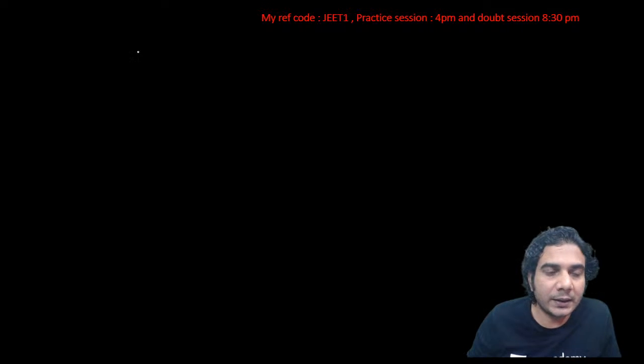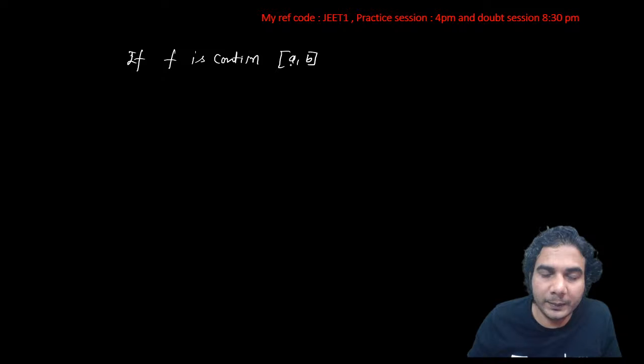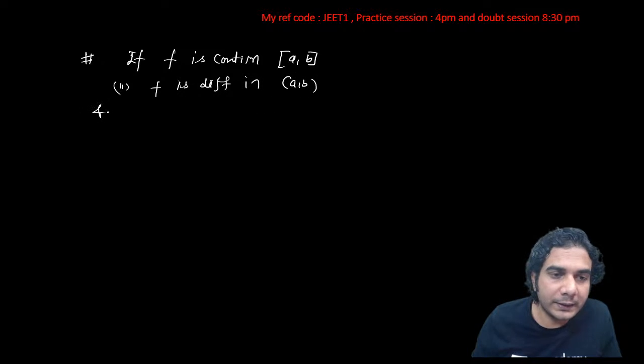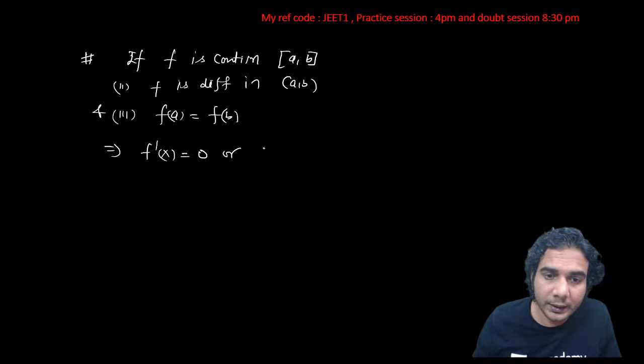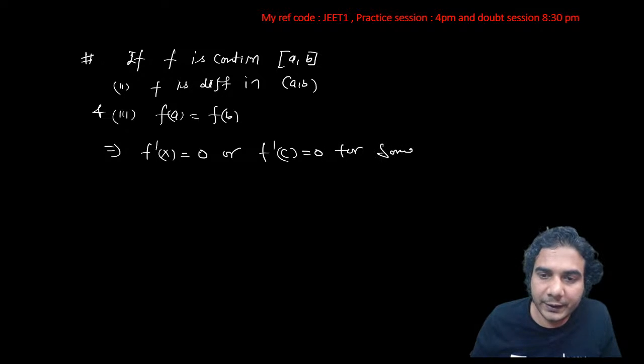So what is Rolle's theorem? Rolle's theorem says that if f is continuous in the closed interval a to b. So let me give you the details of Rolle's theorem first of all. It's a quick revision. If f is continuous in a closed interval a to b, second point is f is differentiable in the open interval a to b, and third point is f of a is equal to f of b, then we say that f dash c is equal to 0 for some c belonging to a to b, right? So that is Rolle's theorem.